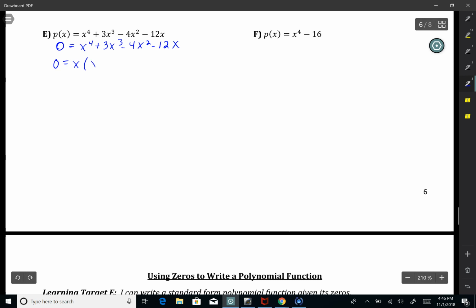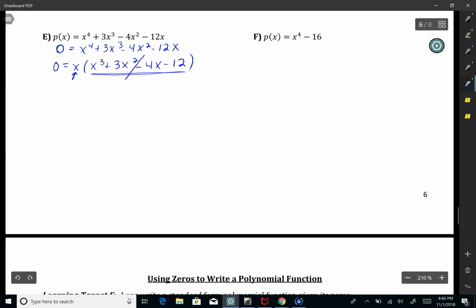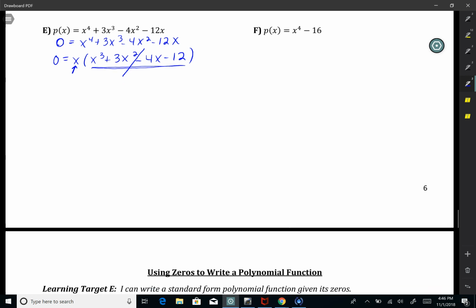So x times the quantity x cubed plus 3x squared minus 4x minus 12. Okay, so I actually have one factor already. Now let's look at what's left in the parentheses and see if we can factor this. This is a cubic with 4 terms. Remember, when we have 4 terms, we always try to see if we can factor by grouping. So I'm going to split the group after 3x squared and see what I can do.